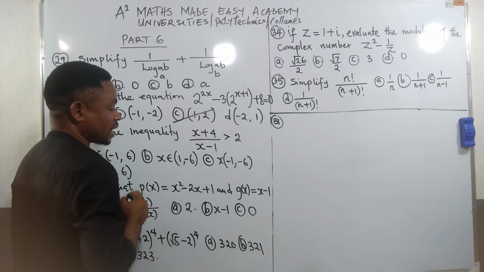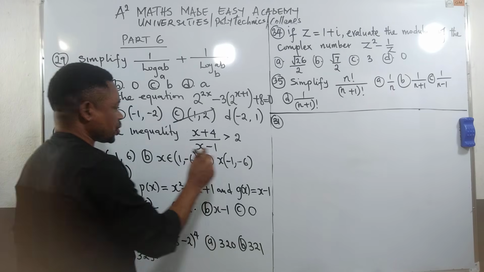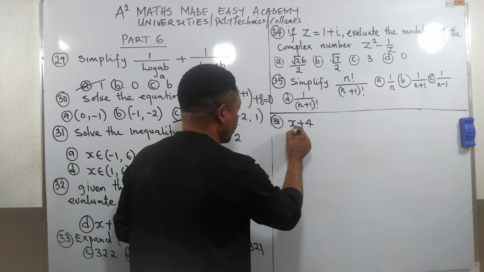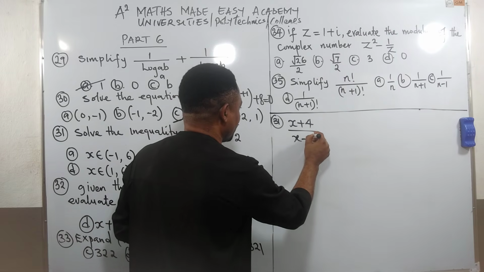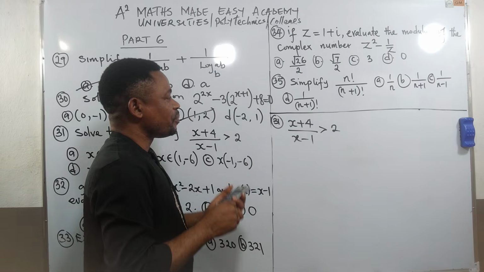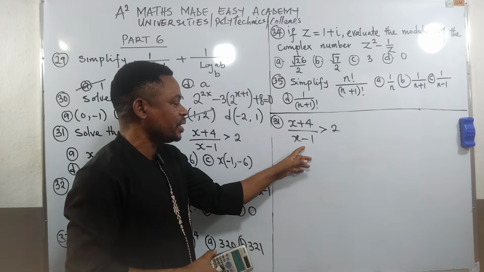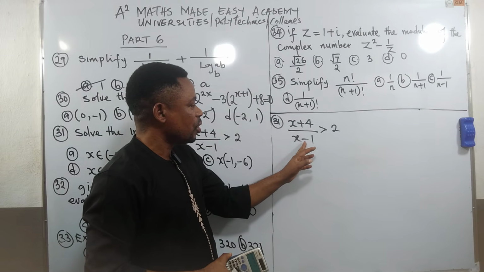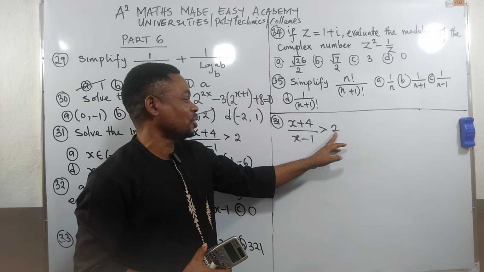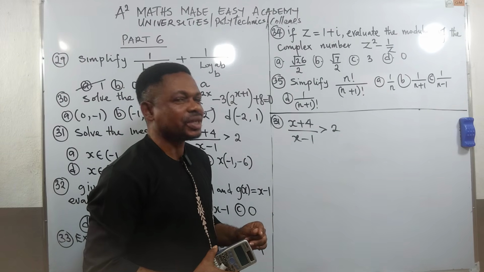Let's move to question number 31. Now, be careful on this type of inequality. The question says we should solve the inequality, which is x plus 4 over x minus 1, greater than 2. Now, by right, we're supposed to cross multiply. Am I communicating? Just normal language, cross multiply. Please be careful. Don't do it in that way.